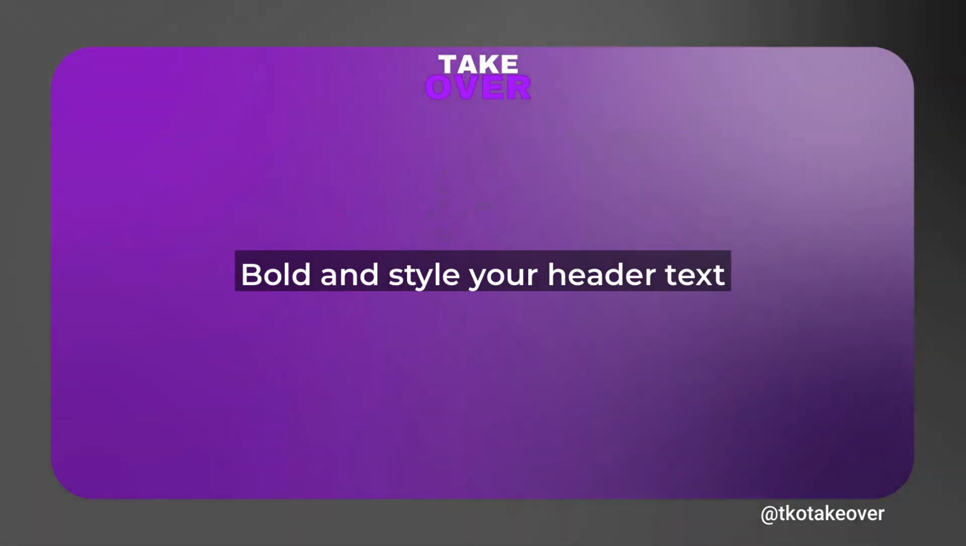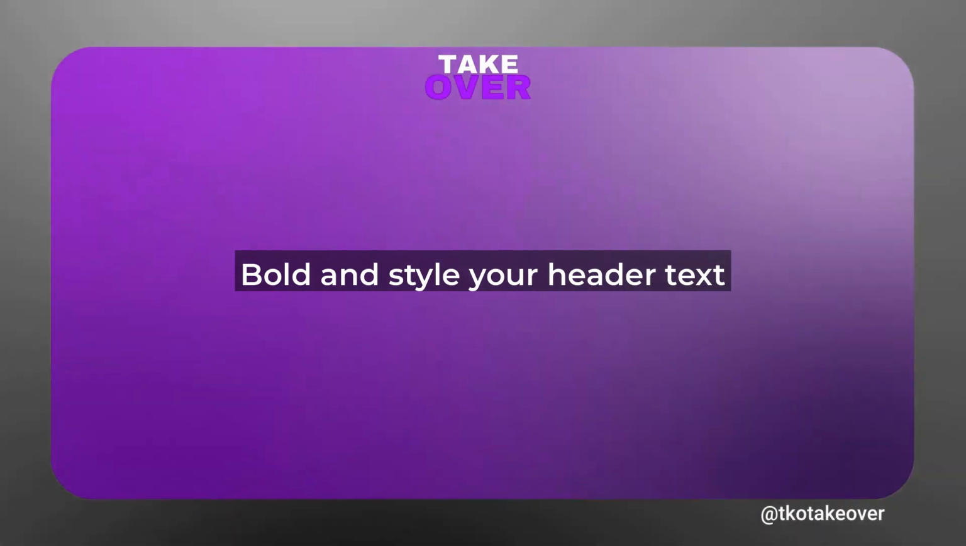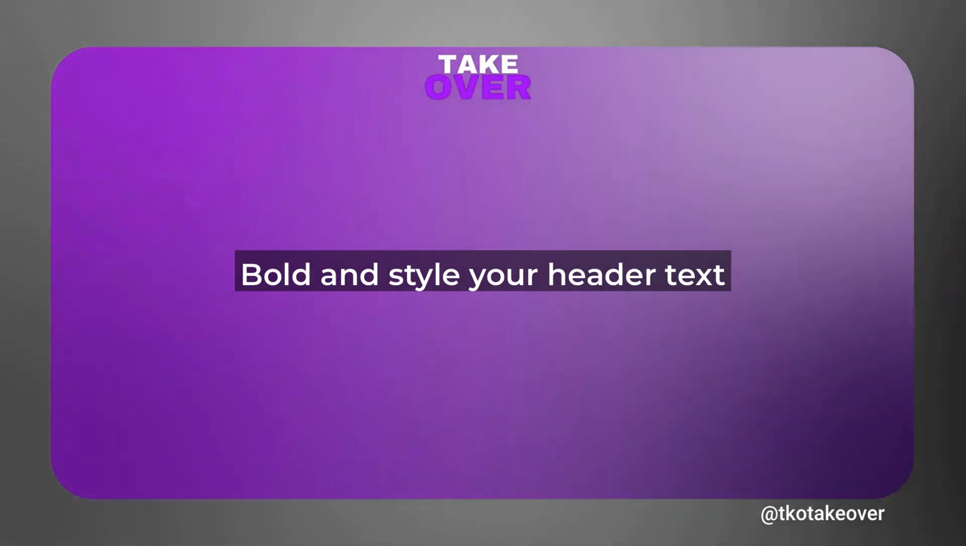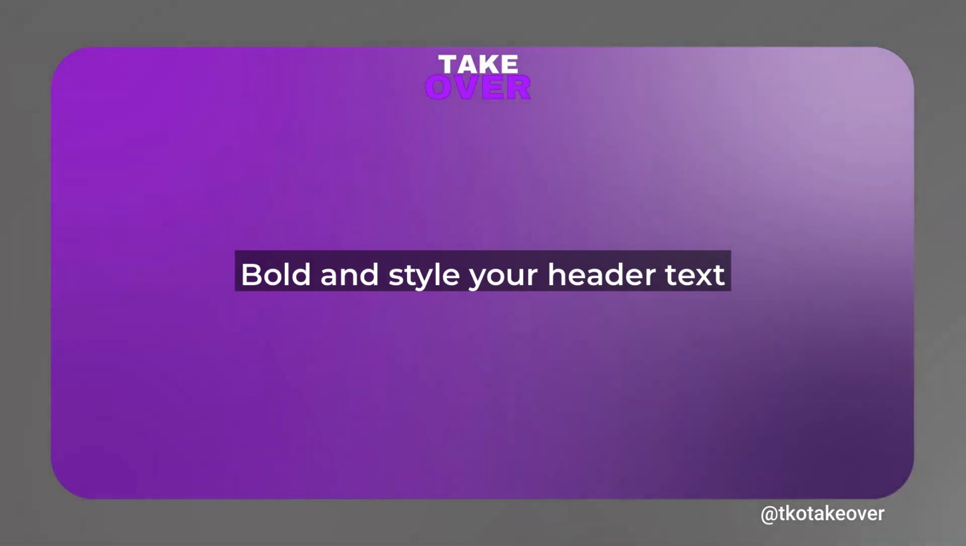Next, let's make it pop. Select the entire header row by clicking the row number on the left. Then, head to the toolbar and click the bold icon, or go to Format, Text, Bold. You can also change the font size, add a background color, or adjust alignment to make it stand out even more.